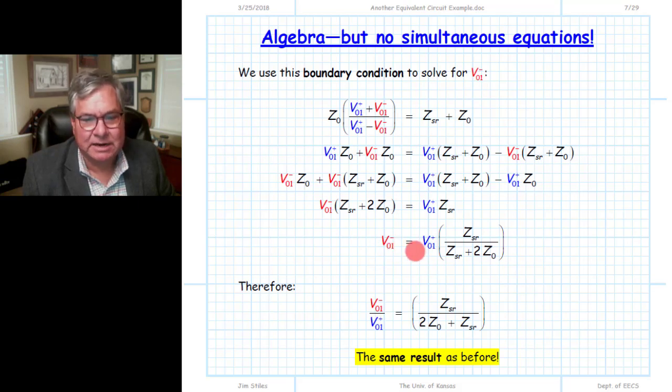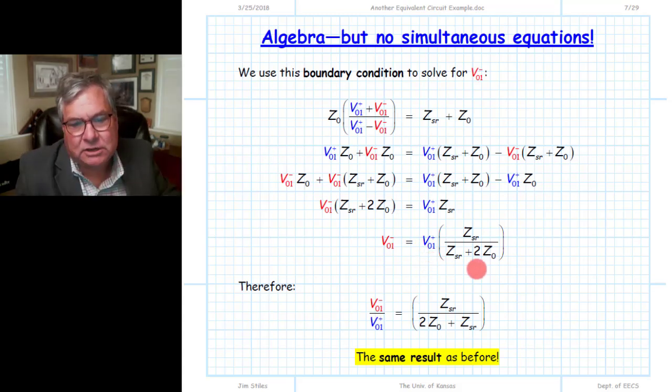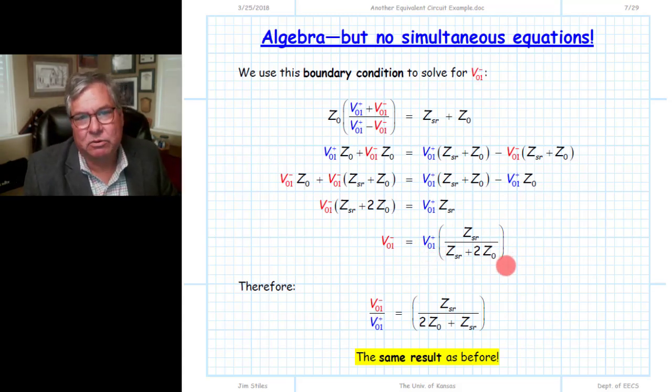And so V01 minus is in terms of the independent variable, V01 plus, essentially the source, and then has this modifier which is in terms only of the physical parameters of that circuit, the characteristic impedance Z0 and that series impedance. Divide through by V01 plus, we get this ratio, and this is typically how we will describe these results, the ratio of a scattered wave amplitude to an incident wave amplitude, and that ratio turns out to be this.